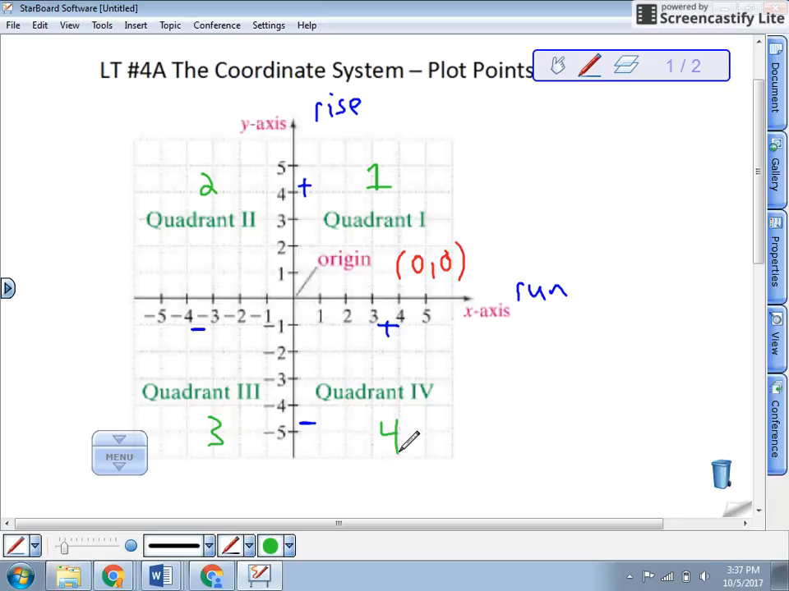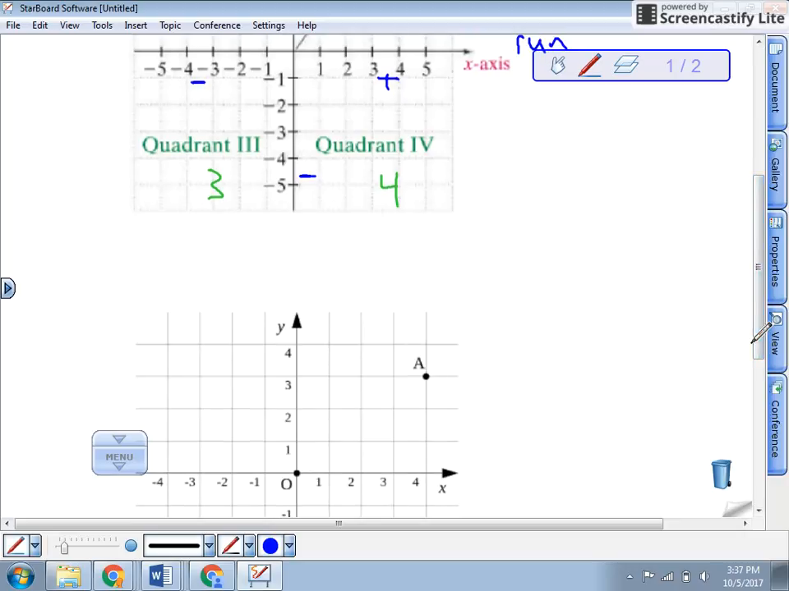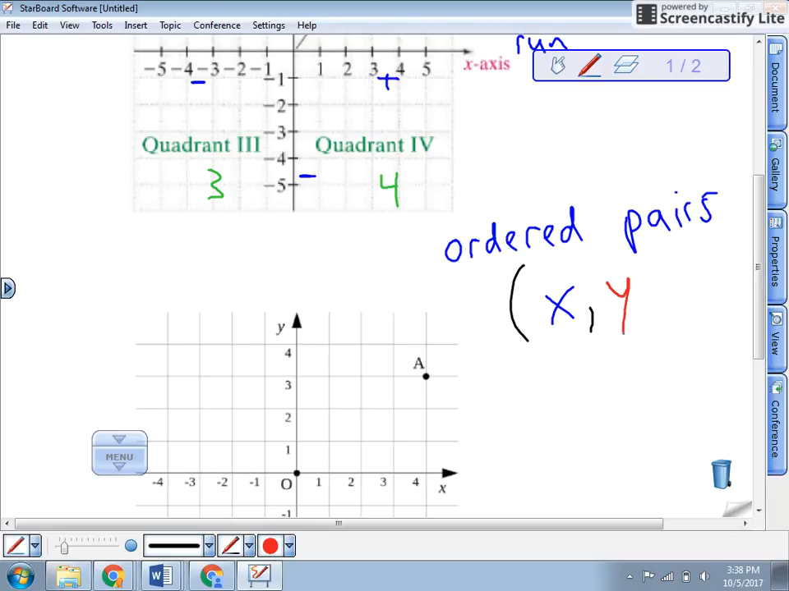So speaking of the origin and plotting points, this thing called ordered pairs is really important. Ordered pairs are written with parentheses, and we're going to put X in blue, and we're going to put our Y in red. X, Y. They're always written like that with a comma. These are points on the graph. Now X is always first, just like the alphabet. X comes before Y. We always do the X direction, then the Y.